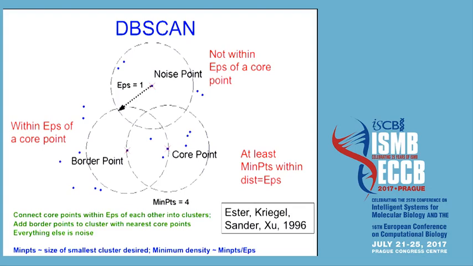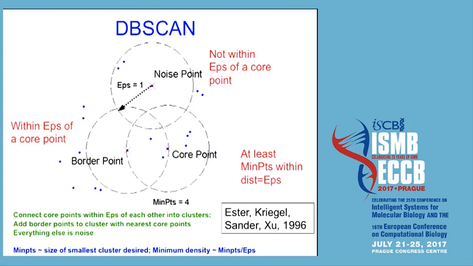So here's a core point. Min points is 4. Epsilon is this circle. There are at least 4 points, there's actually 5 or 6 here, around that within epsilon. So we're going to call that a core point. A point that is not a core point, but is within epsilon of something that is already designated a core point, is going to become a border point. And everything else is noise.